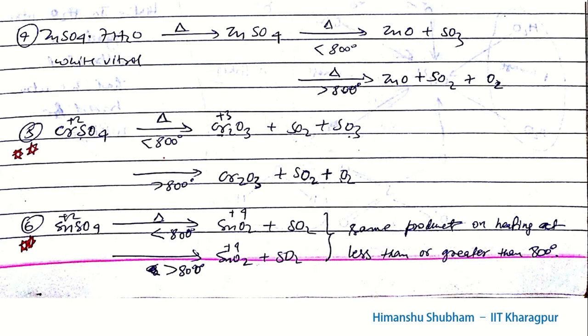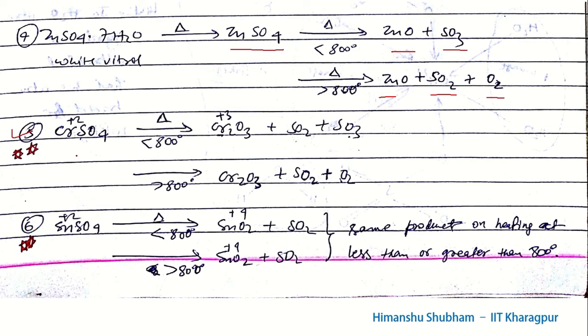Now ZnSO4.7H2O, it is also called white vitriol. So when it is heated, it will first lose its water of crystallization and form ZnSO4. Next, below 800 degrees Celsius, oxide of zinc plus SO3, above 800 degrees Celsius, oxide of zinc and SO2 plus O2.